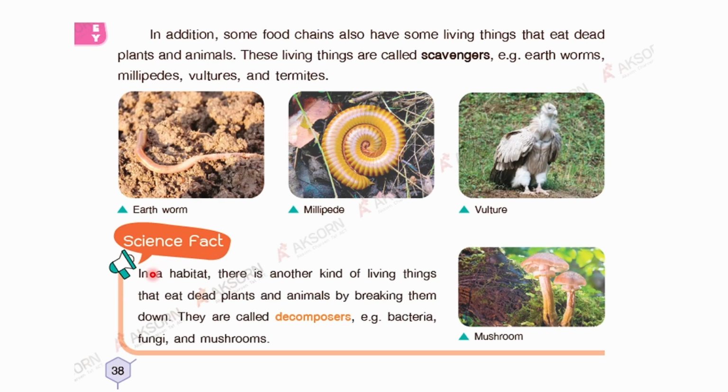Science fact. In a habitat, there is another kind of living thing that eats dead plants and animals by breaking them down. They are called decomposers. Example: bacteria, fungi, and mushrooms. Some people say fungi, but again, it's the same, it's just different.